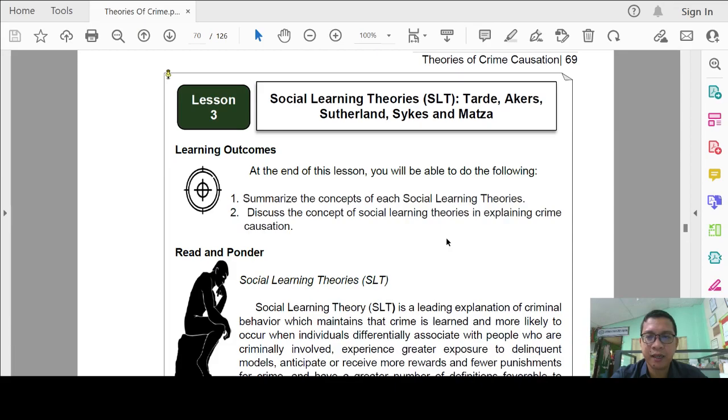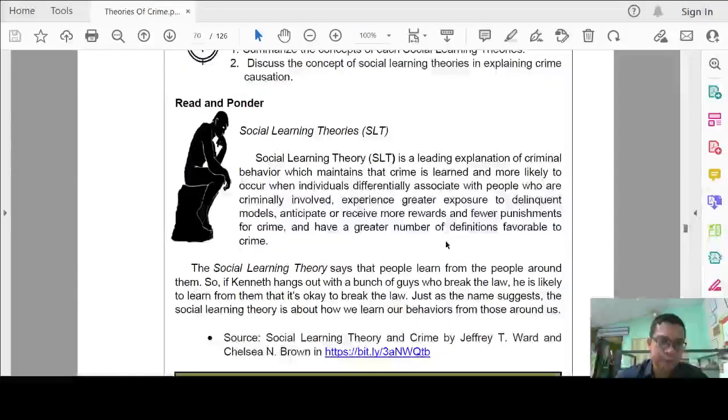This is based on Tarde, Akers, Sutherland, Sykes, and Matza. Now, to discuss this, let us have the SLT or the social learning theory. This is a theory that leads to explanation of criminal behavior which maintains that crime is learned and more likely to occur when individuals differentially associate with people who are criminally involved, experience greater exposure to delinquent models, anticipate or receive more rewards and fewer punishments for crimes, and have a greater number of definitions favorable to crime.